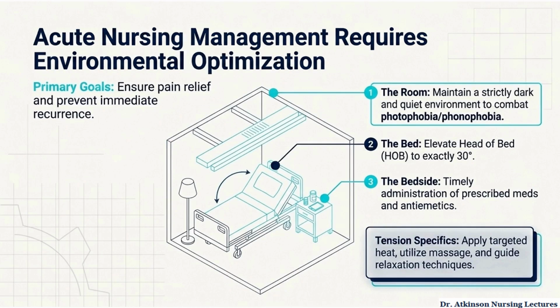When we're managing acute headache disorders, especially migraines, nursing care and environmental control become extremely important. One of the primary goals is to provide pain relief, while also preventing the headache from immediately escalating or recurring. First, look at the environment itself. Many migraine patients are extremely sensitive to light and sound. That photophobia and phonophobia can make even normal room stimulation feel unbearable. So nurses often dim the lights, reduce noise, close doors when possible, and try to create a calm environment. Positioning also matters. Elevating the head of the bed around 30 degrees can sometimes improve comfort and reduce symptom intensity.